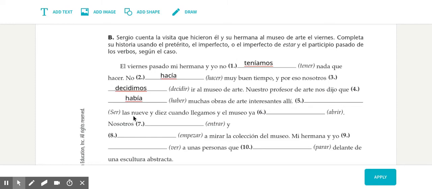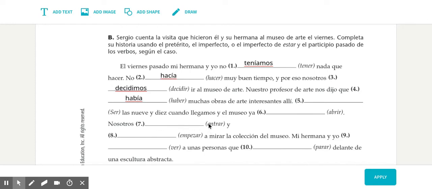Number 5, it was 9:10 when we arrived. So remember, how do we do the time? And I'll let you do that on your own. Ya, el museo ya. So the museum was already open. So we're going to use estaba, right? Estaba, and then the past participle of abrir, which is abierto, right? El museo ya estaba abierto.